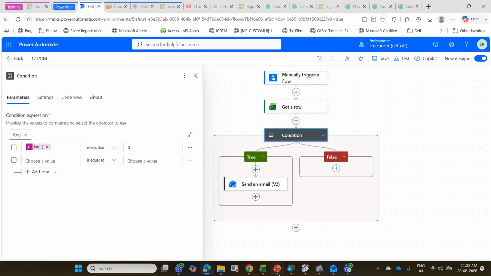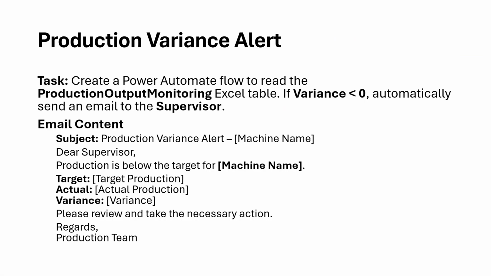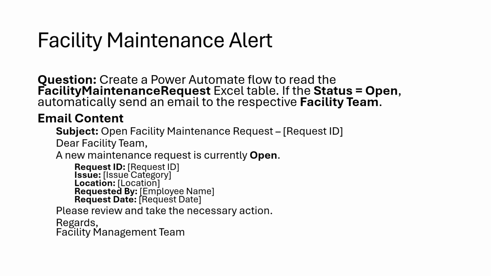The next one which we are going to try is: create a Power Automate flow to read the facility request Excel table. So we are going to read the entire table. If the status is open, automatically send an email to the respective facility team. Open the facility maintenance request ID. Dear facility team, a new maintenance request is currently open. What is the request ID? What is the issue status? What is the location? Who requested it? What is the request date?